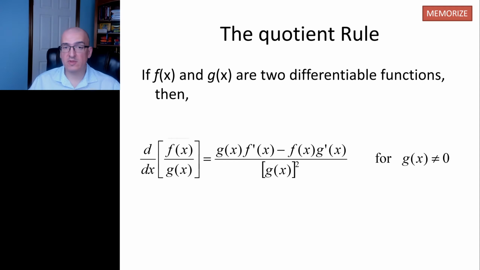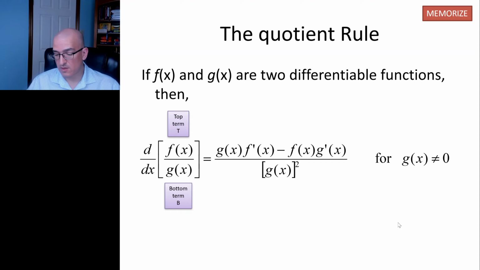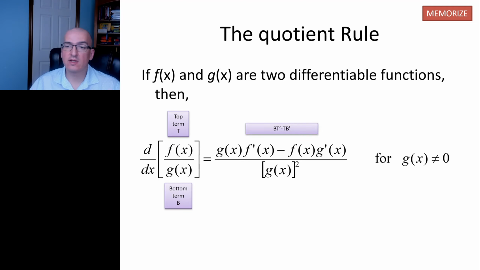This is a difficult formula to memorize. There are other formulations of how you can write it. You could call the top function t and the bottom function b, and then hide the bracket x, to make it look a little bit neater. Then with that alternative labeling, the top, instead of g f prime minus f g prime, would be b t prime minus t b prime, and the bottom would be b squared.